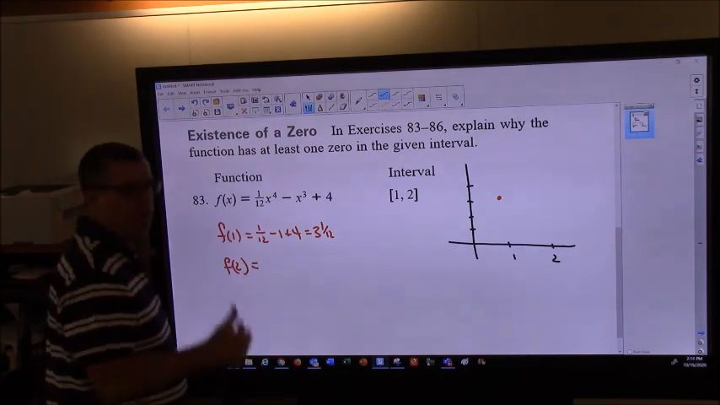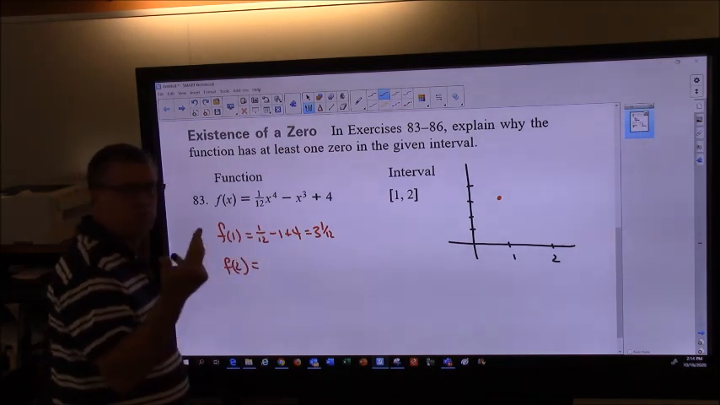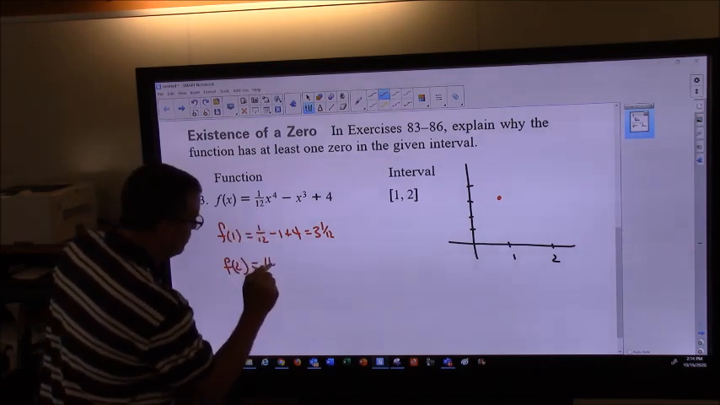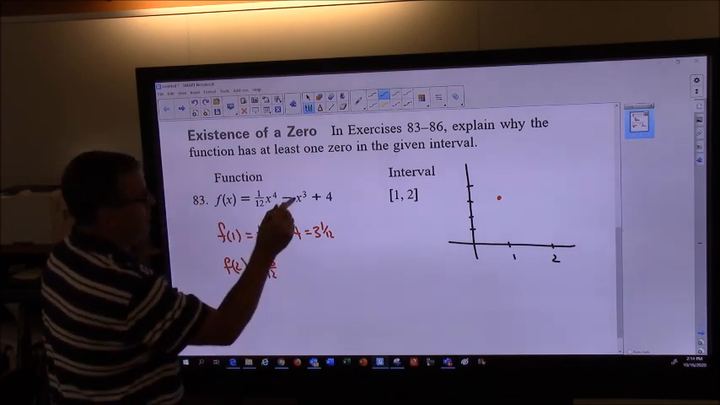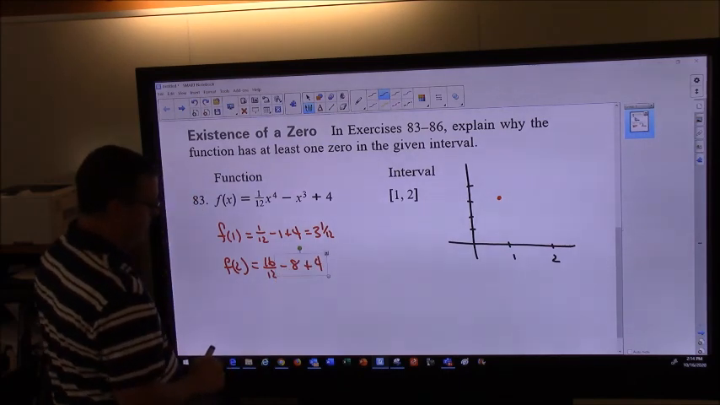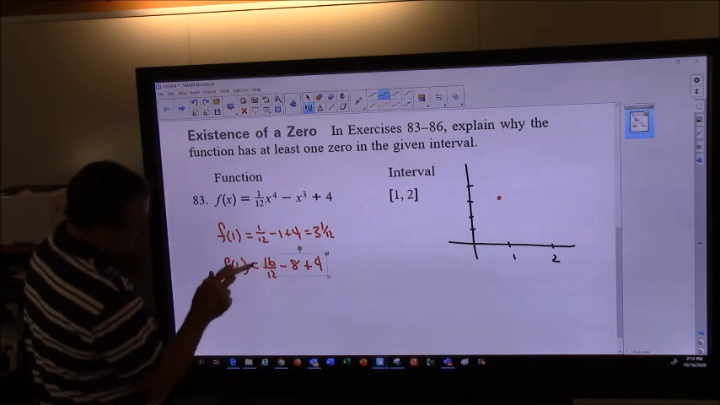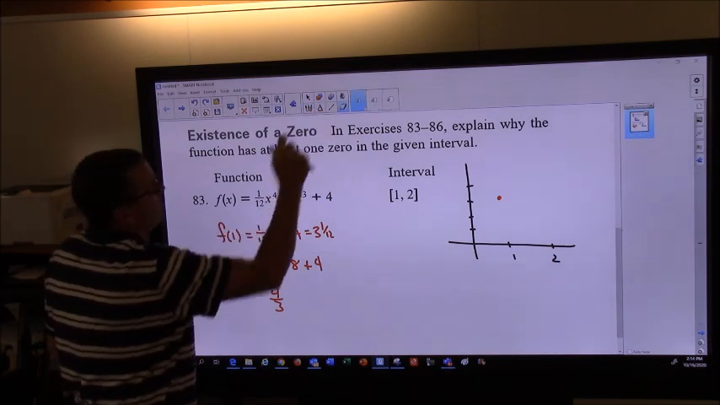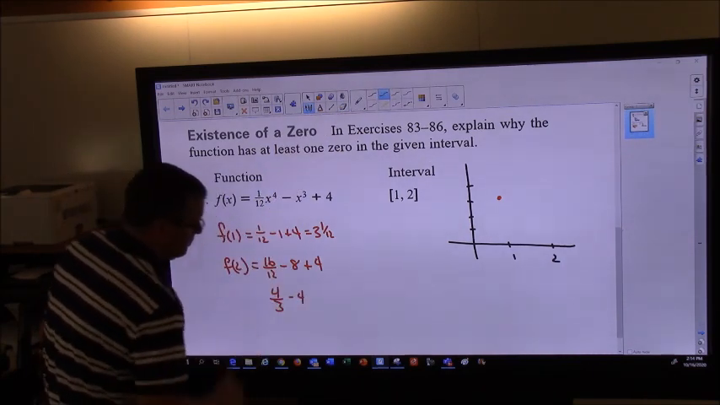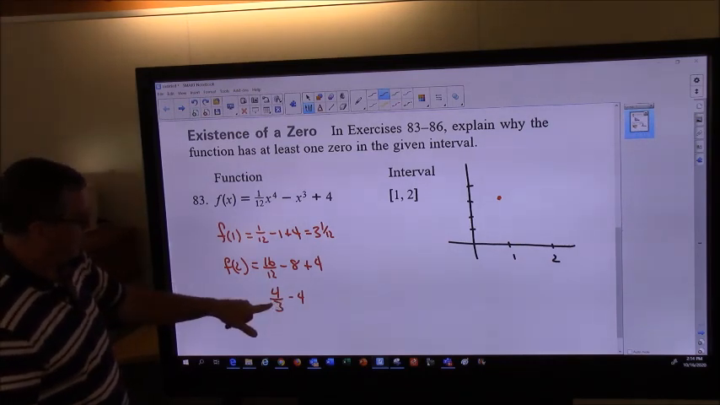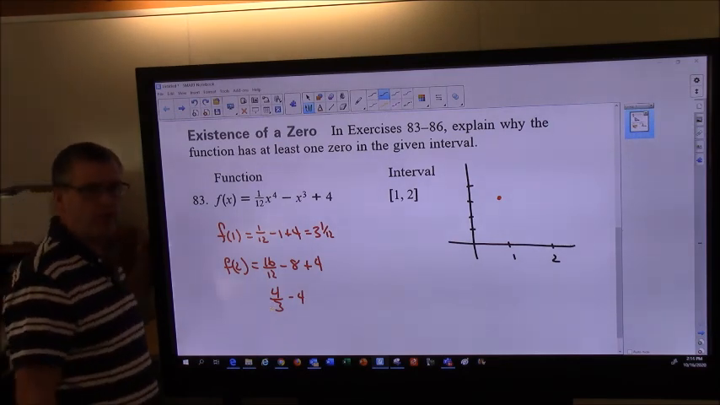All right, let's plug in a 2 and see what happens. 2 to the 4th power, that's 2 times 2 is 4, times 2 is 8, times 2 is 16. So 16 times 1/12, that's 16/12. I'm going to plug a 2 in here and cube it, I get 8, and then plus 4. If I reduce this, I get 4/3 minus 4. If I take a negative number and add 1, I get -3. Add another third, I get -2 and 2/3.